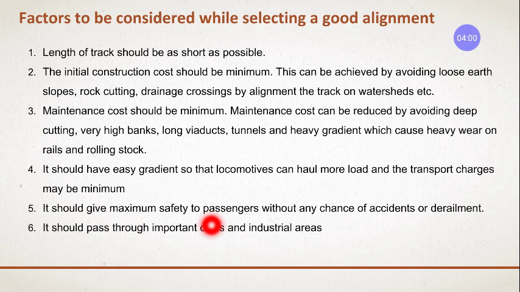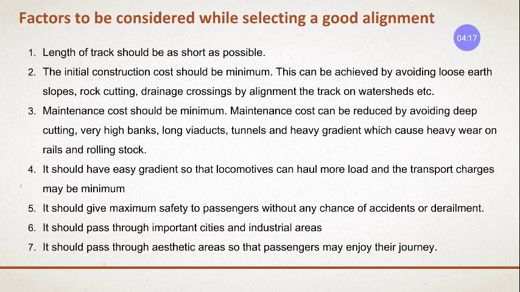It should pass through important cities and industrial areas. Whenever we are selecting the alignment, it should pass through the important cities and industrial areas, because those are where transportation facilities are required more. It should also pass through aesthetic areas so that the passengers may enjoy the journey. The alignment should go through beautiful sceneries and nice areas, so that people will enjoy while moving from one place to another.